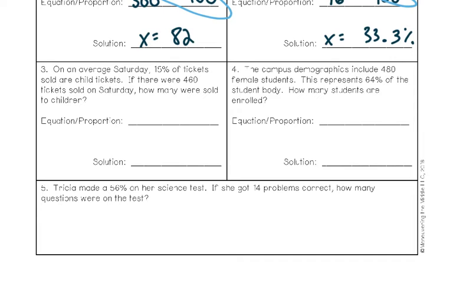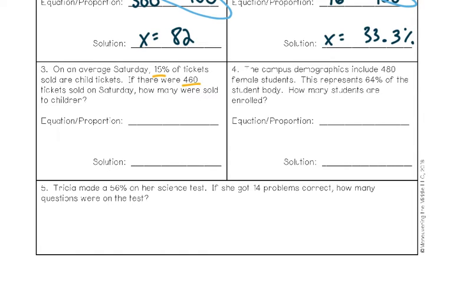Feel confident about those two, you can try the next one by yourself. Pause the video now, try it all by yourself, then press play when you're ready to check. Otherwise, I'm just going to walk through number 3 for you right now. So it says on an average Saturday, 15% of the tickets sold are child tickets. If there were 460 tickets sold on Saturday, how many were sold to children?